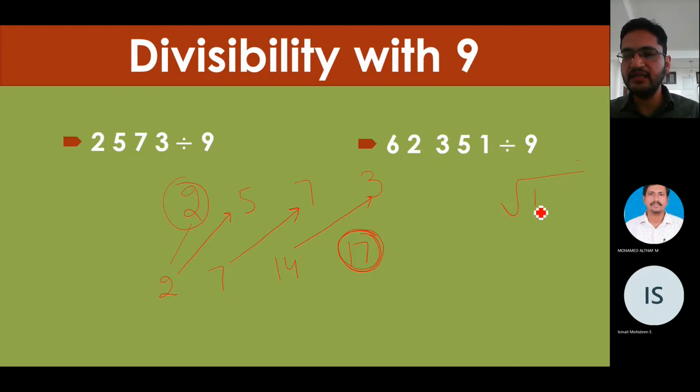Now 17, I will divide 17 with 9. The quotient will be 1. Now I will add this quotient in this number. So 17 plus 1, this will become 18. This is 18. Now I will apply the balancing rule here.